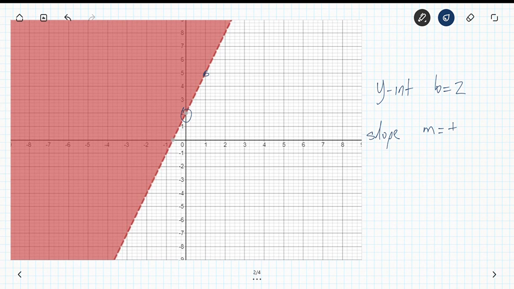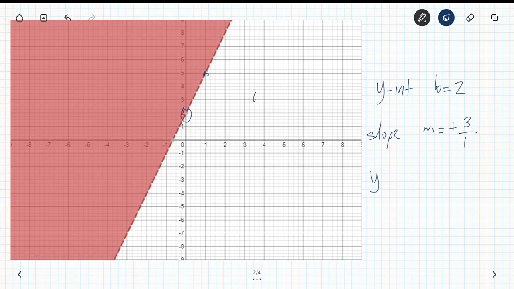And how many did you go up? You went up 3. And how many did you go to the right? You went to the right 1, okay? So your slope is positive 3 over 1. And that's all you need. You need your y, okay? Did we shade above or below?